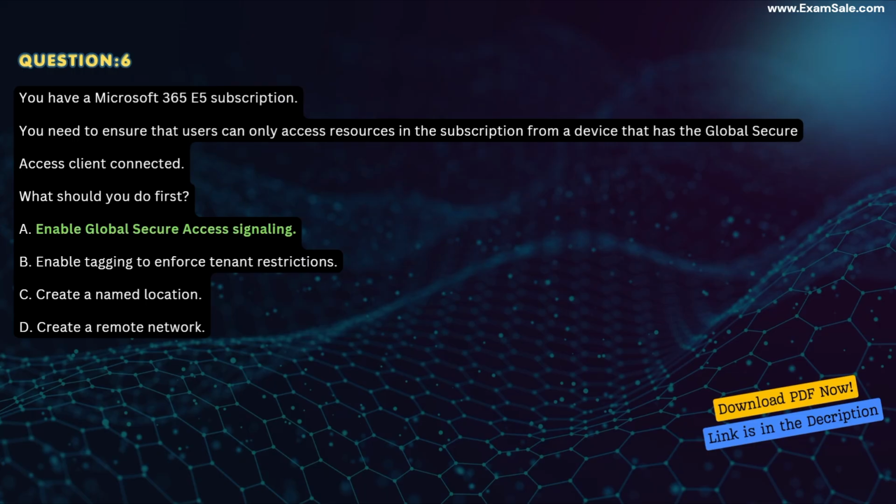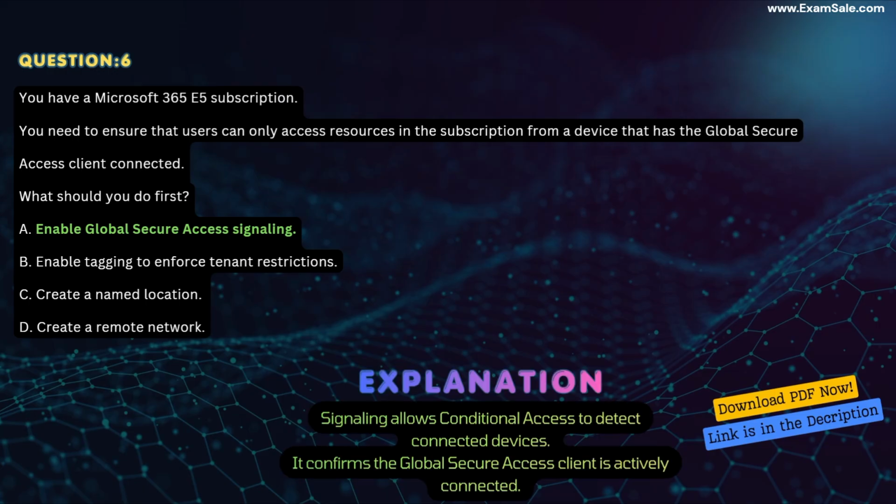Correct answer: A. Enable Global Secure Access signaling. Explanation: Signaling allows conditional access to detect connected devices. It confirms the Global Secure Access client is actively connected.